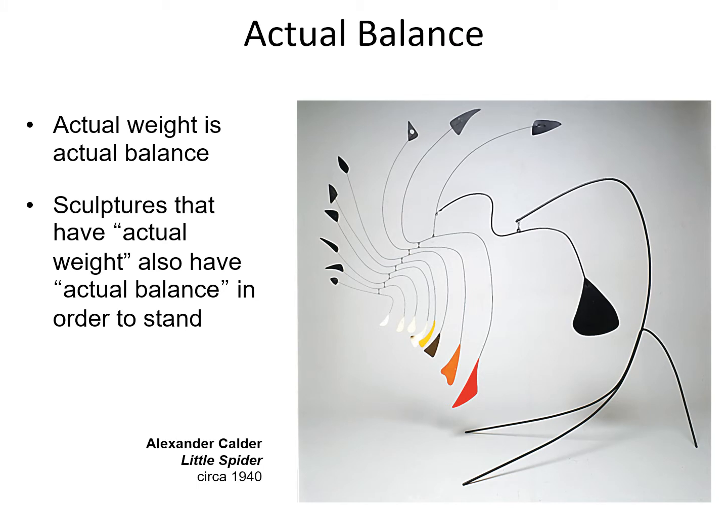Alexander Calder's Little Spider is a sculpture, quite an elegant one at that, and it stands up on its own. It occupies three-dimensional space. It has actual balance because it stands up in the real world.